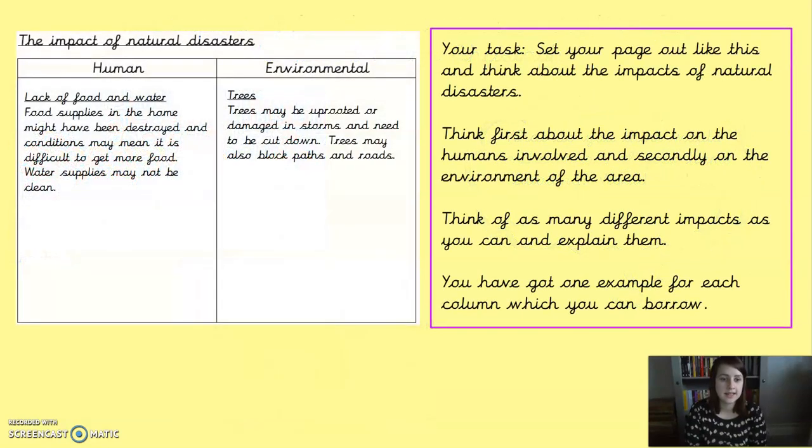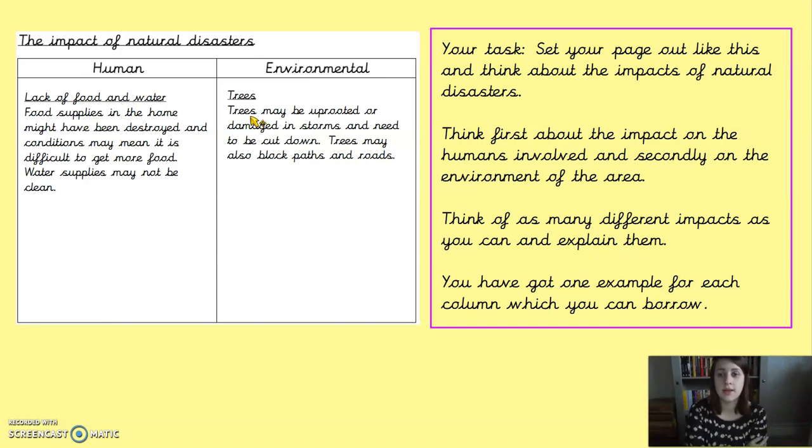Okay, so on to the task today. What I want you to do is split your page out into two, and we're going to think about the impact of natural disasters on humans and on the environment. You can think of as many different impacts as you can and explain them. It can be for any type of natural disaster, so earthquakes, flooding, tsunamis, anything that we've looked at, any natural disaster that you know. But what is the impact on humans and what is the impact on the environment of this range of natural disasters? So we're thinking just about the impact.